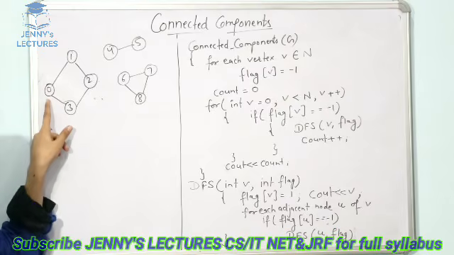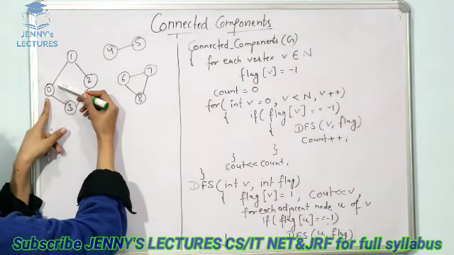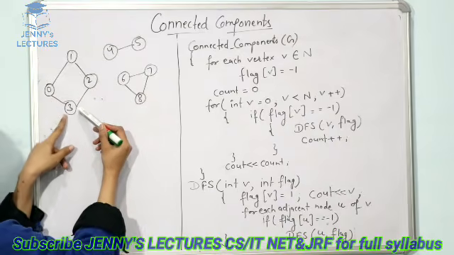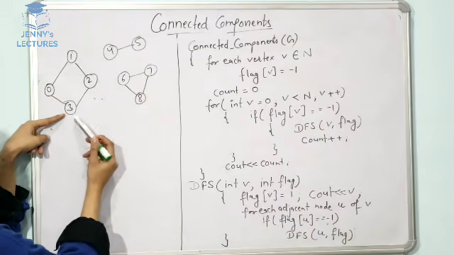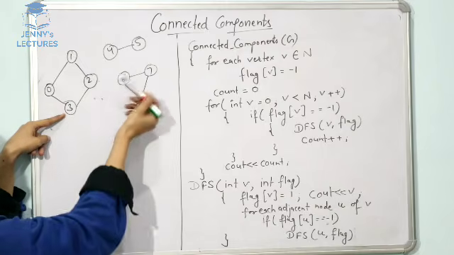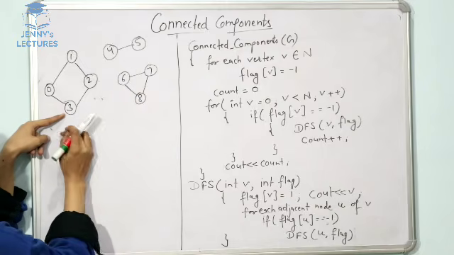Like this. We will call DFS from vertex 0. Then we can traverse this one, then 2, then 3. But you cannot go further from 3 because there is no connected edge. This 3 is not connected with any of 4, 5, 6 or 7. Fine. So here you have to stop.